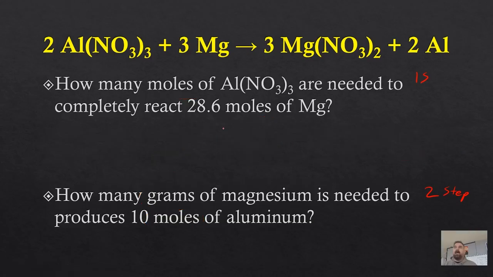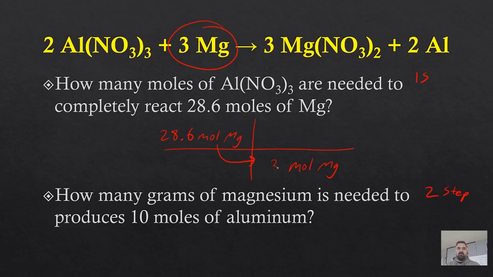All right, so let's go ahead and go over these real quick. So what's our given information for the first one? 28.6 moles of magnesium. Now, what's our unit for this one down here? Moles of magnesium. So here's our magnesium right here. So what number goes for moles of magnesium? And then we're converting to aluminum nitrate. So there's aluminum nitrate right there. So that's going to be 2 moles of aluminum nitrate. And then we're just going to do 28.6 divided by 3 times 2.